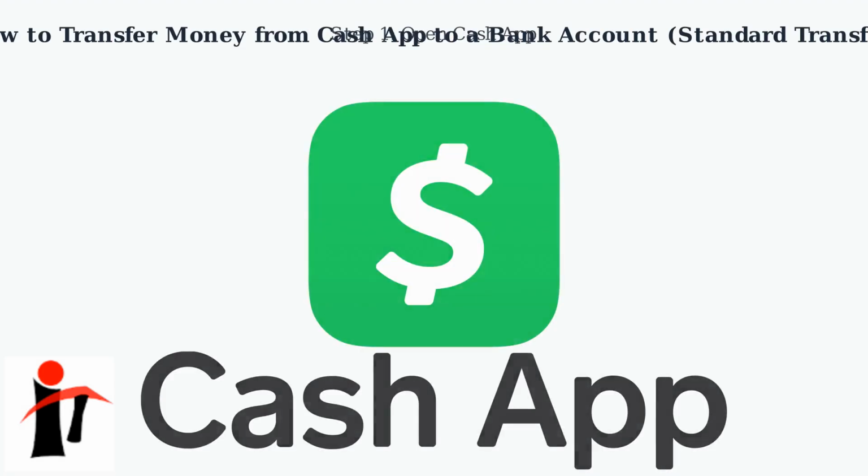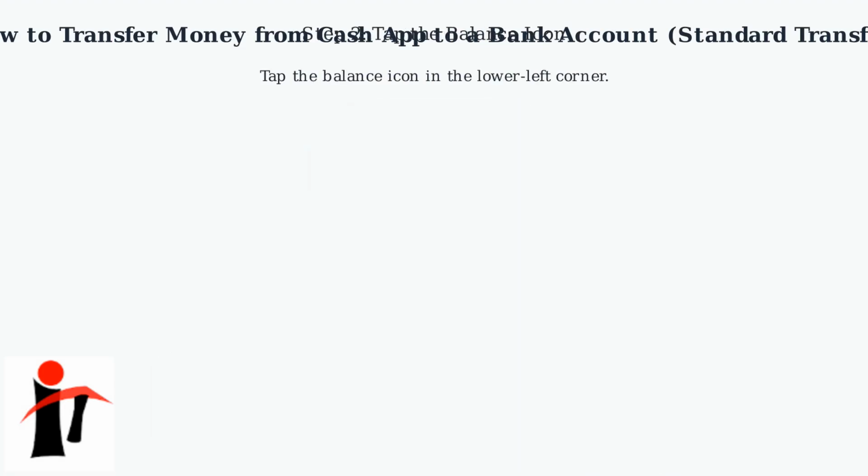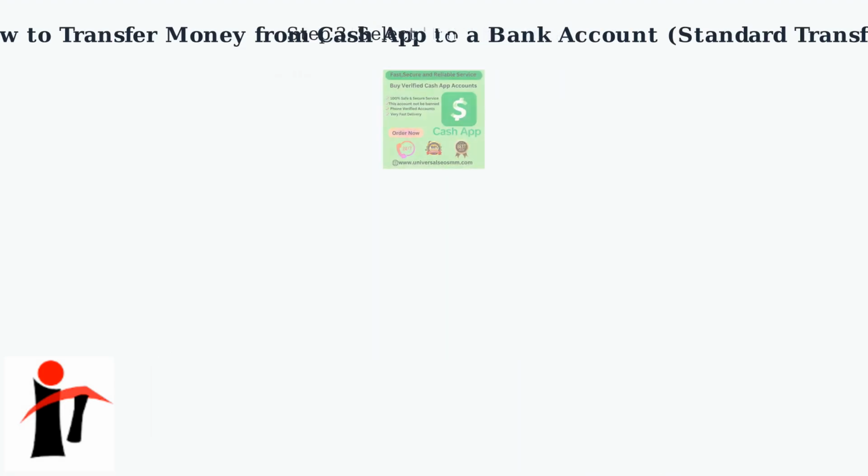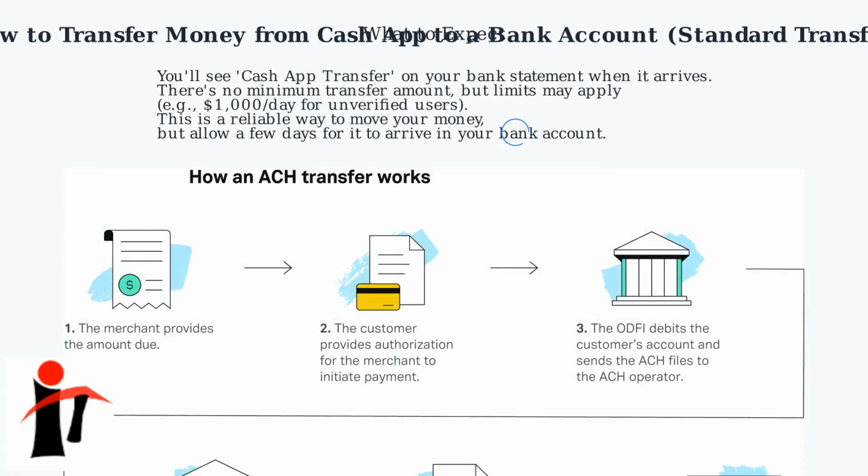Open Cash App. Tap the balance icon in the lower left corner. Select Transfer to Bank. Choose the linked bank account. Enter the desired amount and confirm. You'll see Cash App Transfer on your bank statement when it arrives.